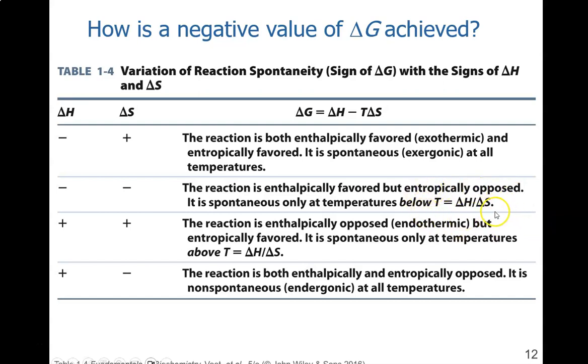So if you do the math, that will occur spontaneously, but only below a temperature of T equals delta H over delta S. Here we have an endothermic reaction, but the products are more disordered, so that's spontaneous at temperatures above T equals delta H over delta S. And if we had a reaction that was endothermic and became more ordered, that is not going to be spontaneous ever, at any temperature.